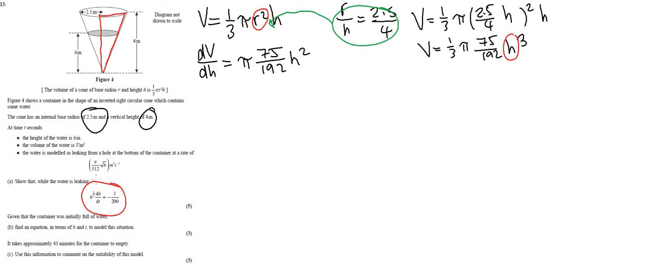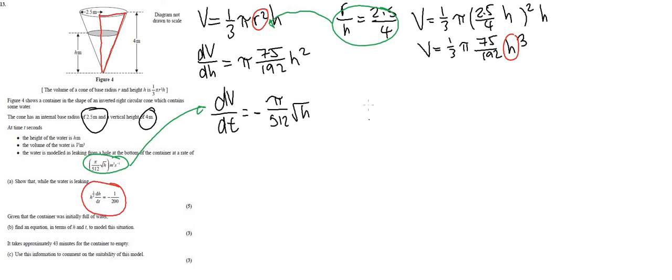Now, we're also given the rate that the water is flowing out. That is the change in the volume over time. So that's pi over 512 times the square root of h. Now remember, this is water leaving, so the volume is going down, so that's going to be a negative. So now I've got dV by dt and dV by dh.